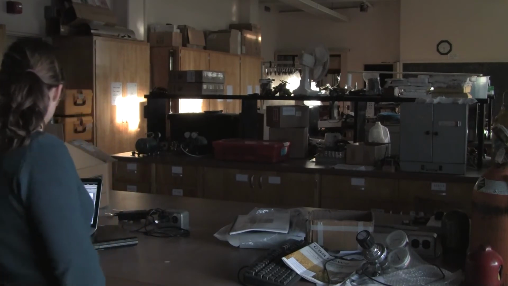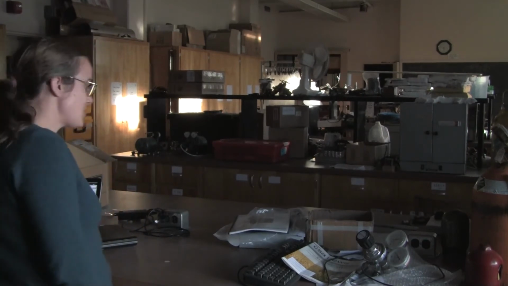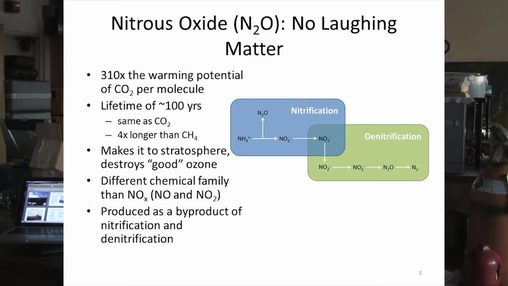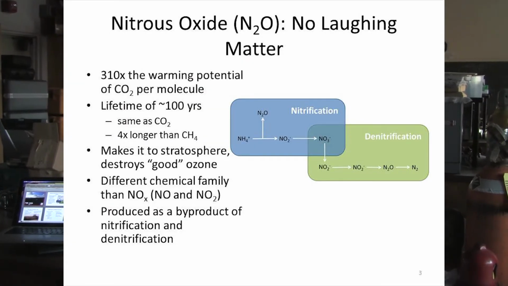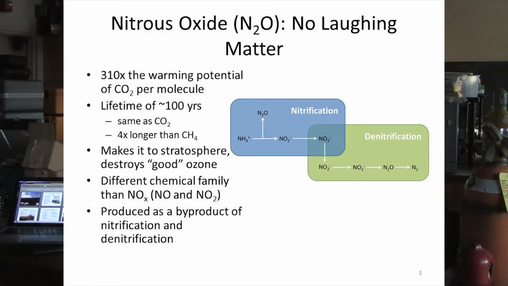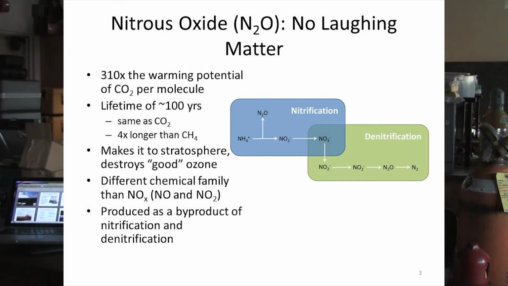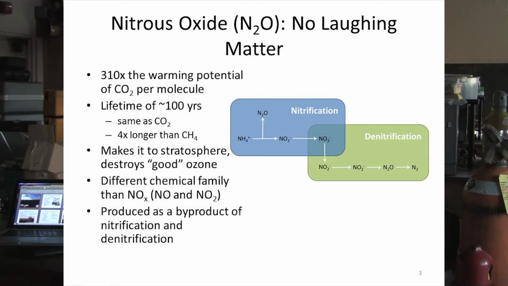I also wanted to take a moment to point out that nitrous oxide, or N2O, is in a different chemical family than NOx, which includes NO and NO2. And this has to do with the kind of reactions it undergoes, the lifetime. And so it's just important to remember that N2O is a greenhouse gas and ozone depleting substance. NOx is a tropospheric pollutant.